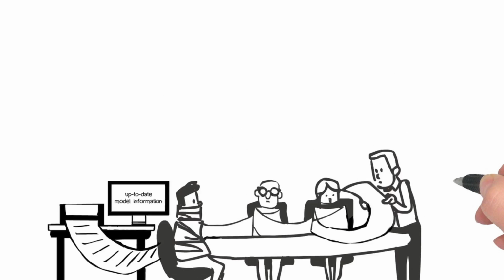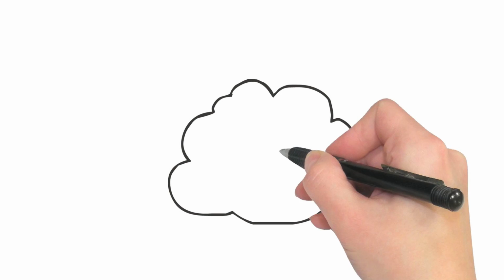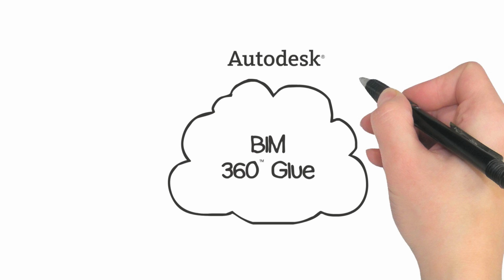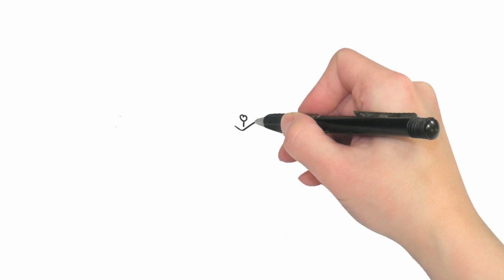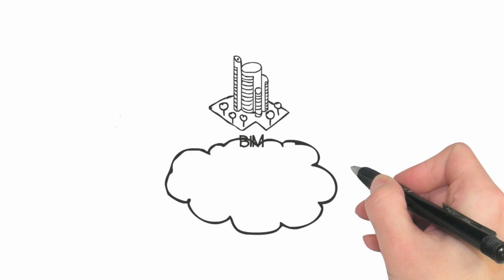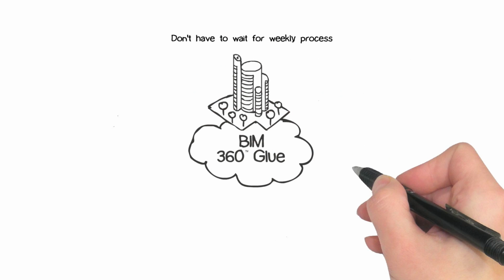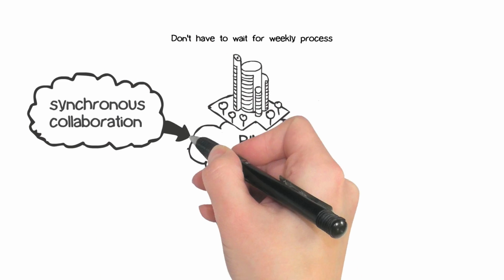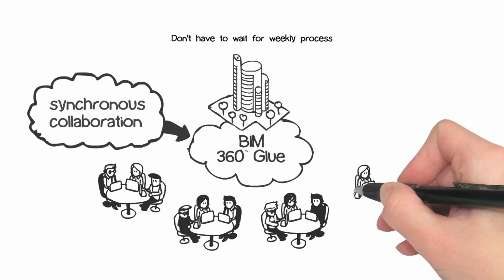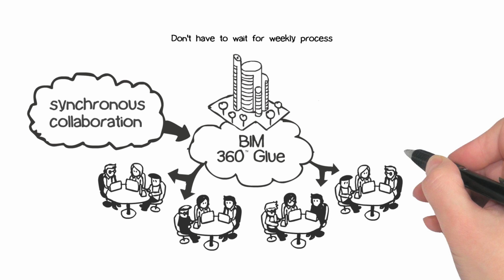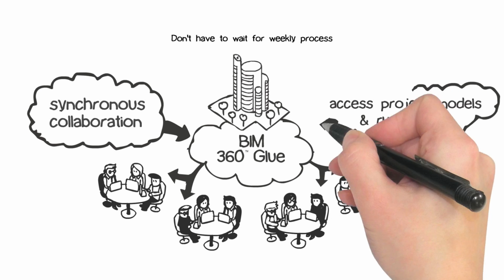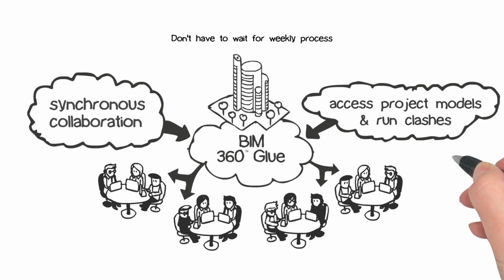What if the power of the cloud could change all that? It can, with Autodesk BIM 360 Glue, a BIM 360 service from Autodesk. With Autodesk BIM 360 Glue, the BIM management process gets a cloud-induced facelift, meaning you don't need to wait on a weekly process. Instead, you can get a synchronous collaboration in which all stakeholders coordinate and communicate, in real time and from anywhere, with access to review the latest project models and run clashes in real time.